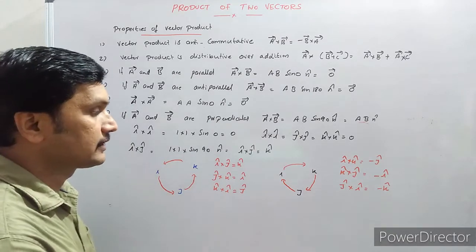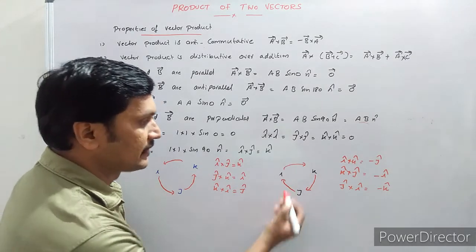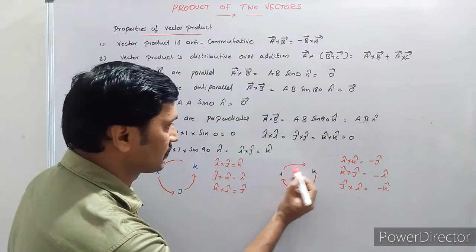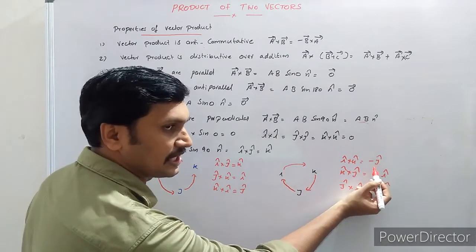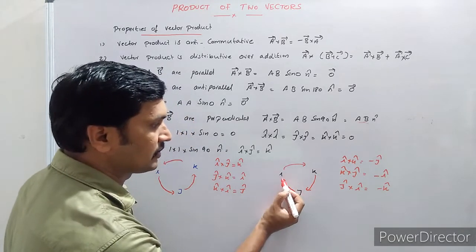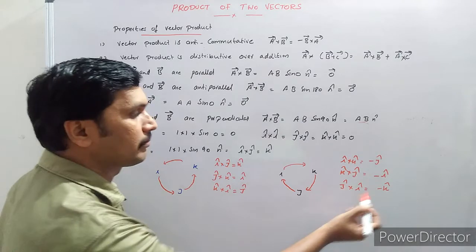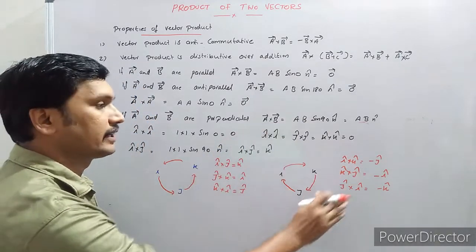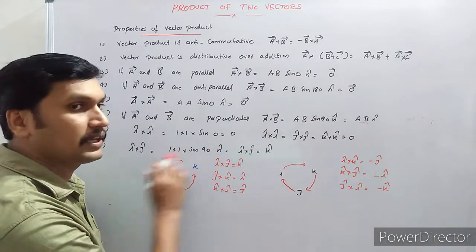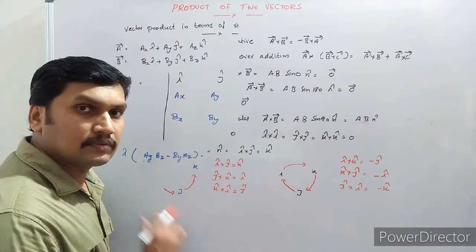Similarly, if you are taking the product through this circle in the clockwise direction, i cross k is equal to minus j. k cross j is equal to the third one, that is minus i. And j cross i is equal to minus k. So in this way, we can remember the cross product between the unit vectors through this cyclic circle.